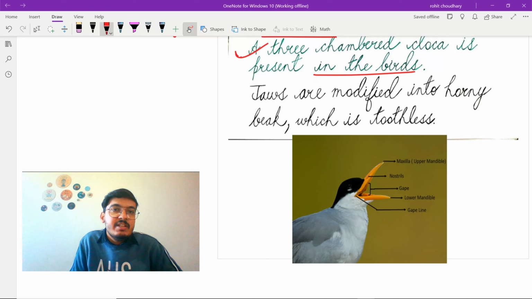So there are three chambers of cloaca. The first one is coprodium. This coprodium communicates with the rectum. The second one is urodium.